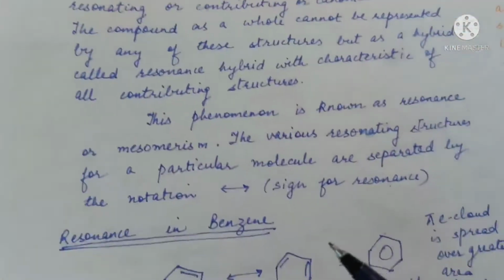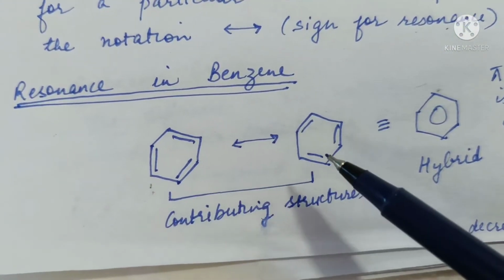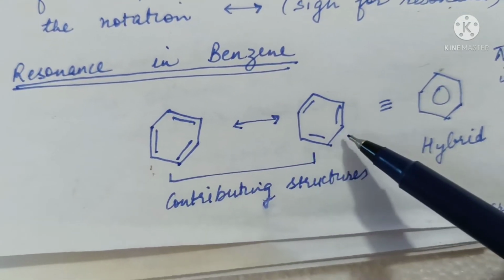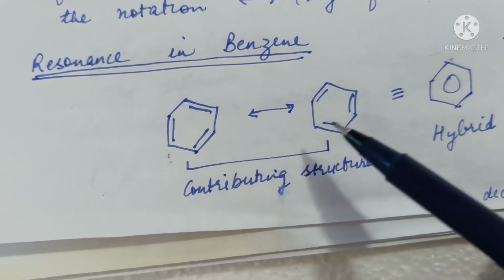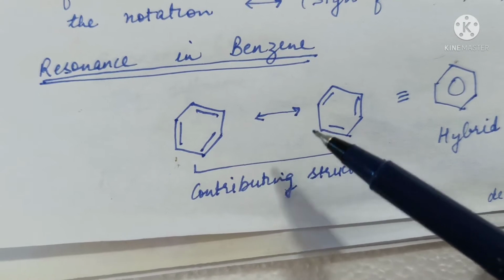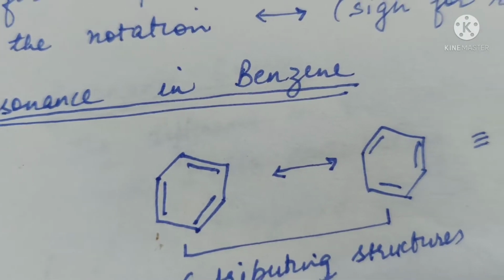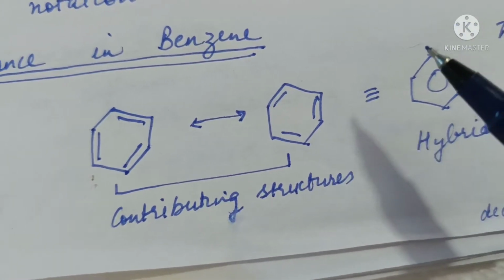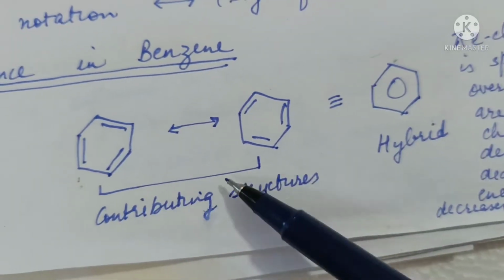If a compound having a certain molecular formula, for example benzene, can be represented by different structural formulae which differ only in the arrangement of electrons and not of the atoms, then such structures are called resonating structures or contributing structures or canonical structures. The compound as a whole cannot be represented by any of these structures but as an average or hybrid of these structures, which is known as resonance hybrid.